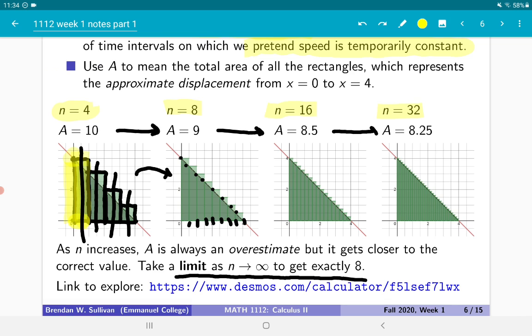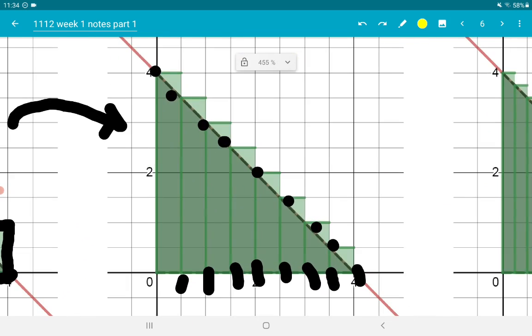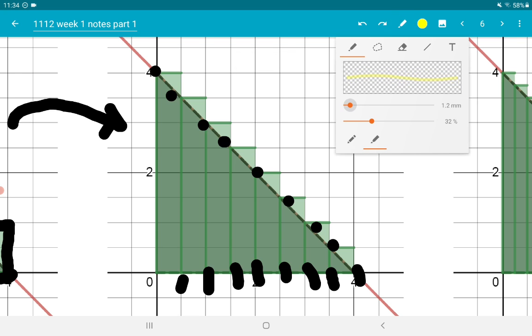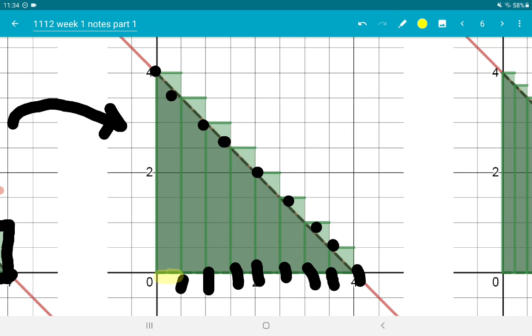So for example, let's zoom in down here. When I see this first rectangle right here, the height is based on the value at x equals 0, not at x equals 1. I'm looking on the left-hand side, and that's telling me how tall the rectangle is. And then for the next one, the height is based on the value of the function on the left-hand side, and so on and so on.